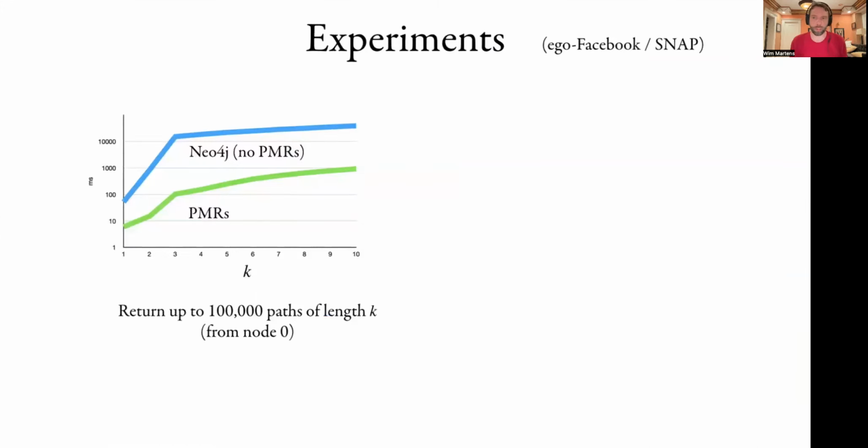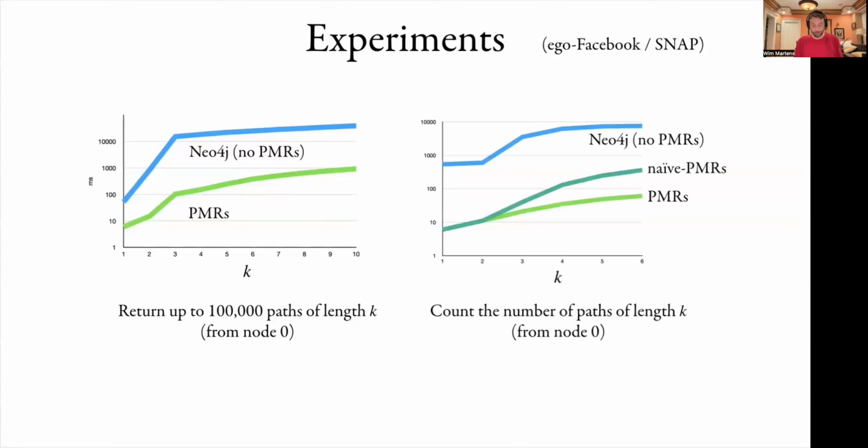Okay, so we also did experiments to see if the approach really works in practice. So here is a simple query we ran on the Ego Facebook data set from Snap. Just returning up to 100,000 paths of length k from a randomly chosen node in the graph. And you see that using PMRs, we were something like 2 orders of magnitude faster than Neo4j. So at this point here in the graph, you actually reach the 100,000 paths.